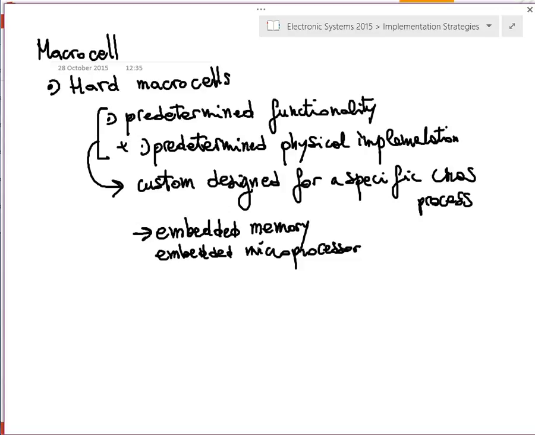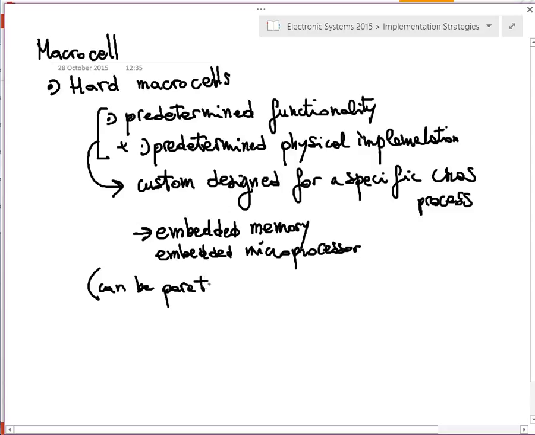Sometimes they're not so hard, in the sense that they can be parameterized. For example, in the case of an embedded memory, in the macro cell I can at least define the size of the memory that I want. Then there is software called a module compiler that transforms this parameterization into a specific physical implementation. So it adjusts the size of the array, basically. But then that physical design is custom for the specific CMOS process. So it can be parameterized with a module compiler.